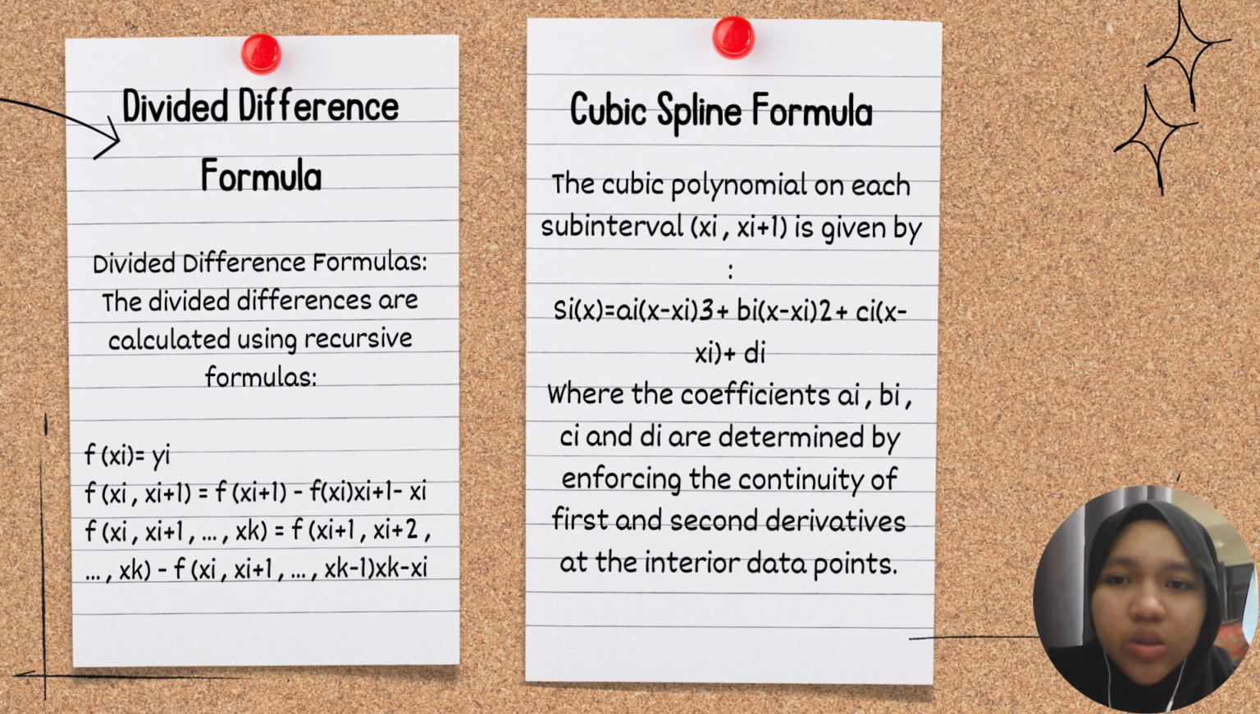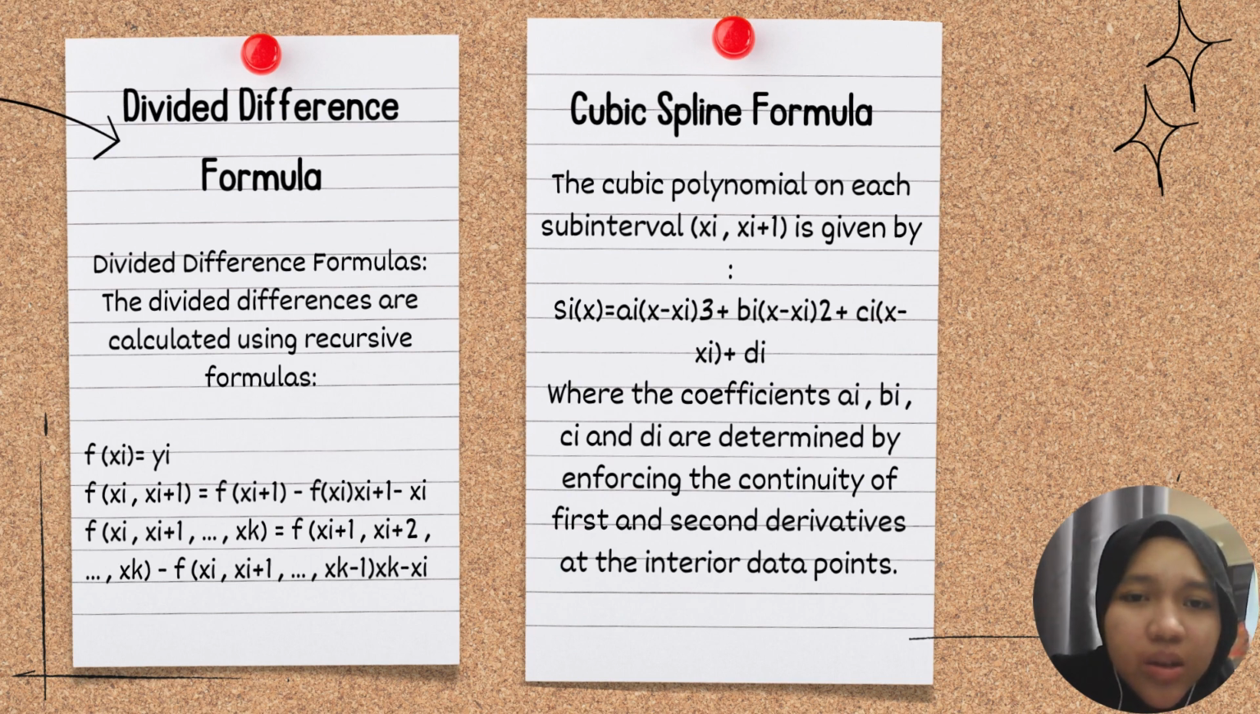Okay, next for the Newton divided difference formula. Divided differences are calculated using the recursive formula given. And the cubic spline formula: the cubic polynomial on each subinterval [xi, xi+1] is given by the formula, where the coefficients ai, bi, ci, and di are determined by enforcing the continuity of the first and second derivatives at the interior data points.